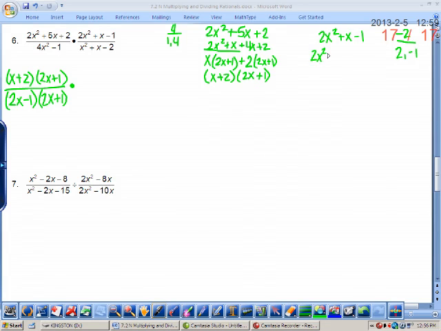So 2x squared plus 2x minus x minus 1. I can pull out a 2x. I'm left with x plus 1. And what can I pull out of this? Negative 1, and I'm left with x plus 1. So I get 2x minus 1 times x plus 1.